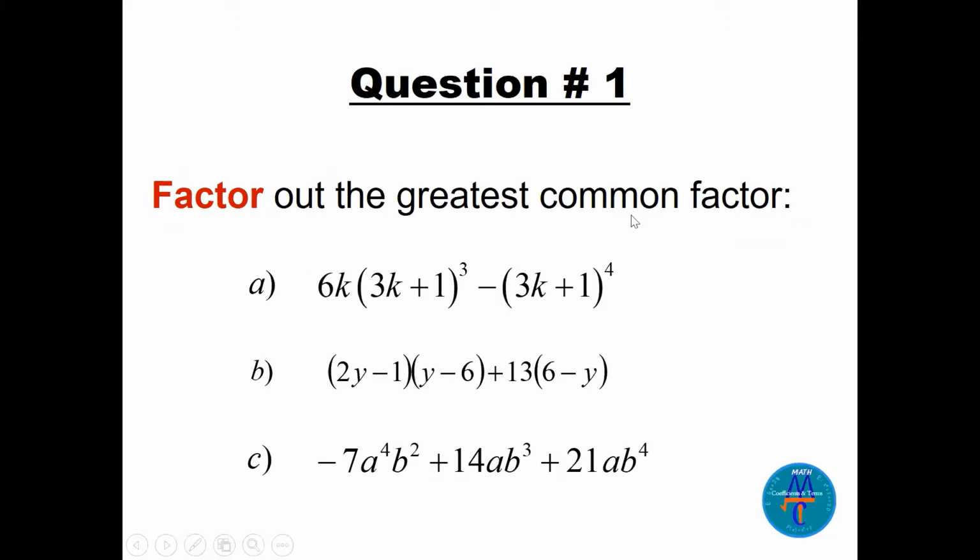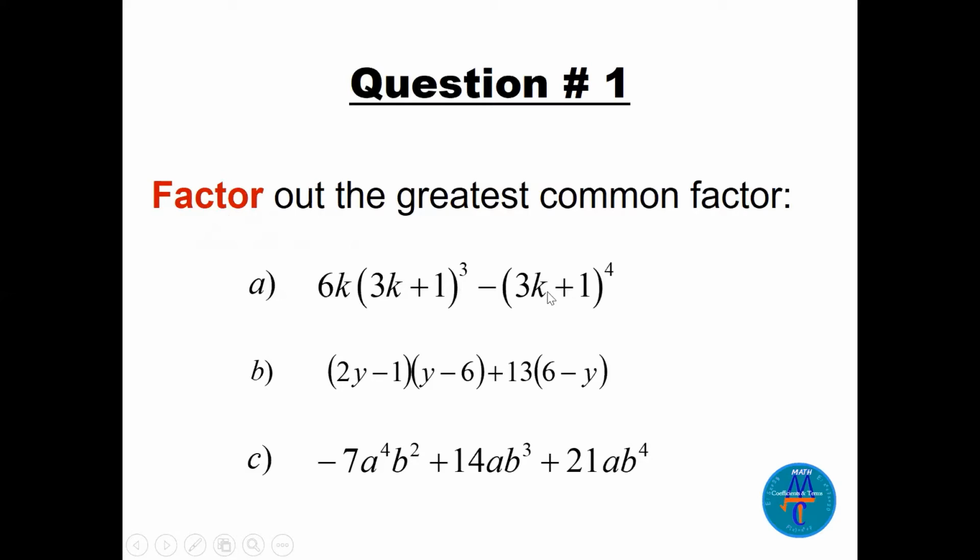Factor out the greatest common factor. Look here, please. You have to read carefully. 6k(3k+1)^3 minus (3k+1)^4. Remember, the question is factoring, so do not even think of expanding. Some students will think of expanding. That's completely wrong here because we need to factor.